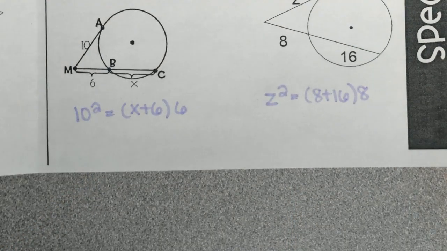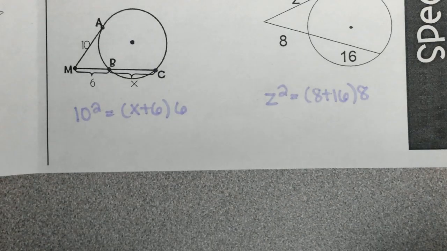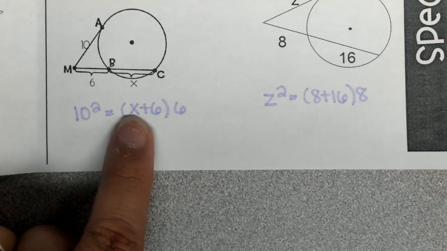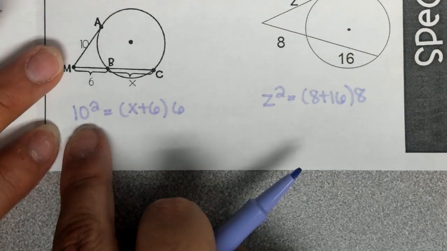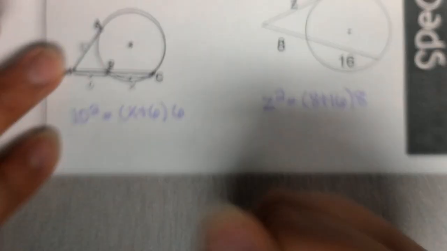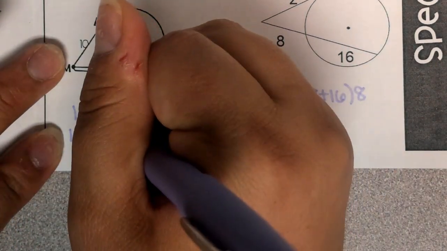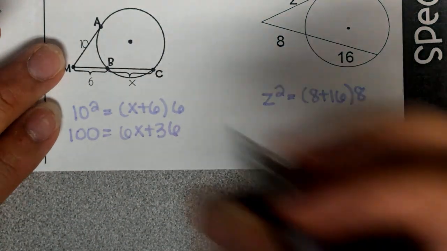Can you please look up? Did you get these for your setting up the equations? Yes. Did everybody get that? And by the way, if you put 6 plus x, that's fine. Same thing. All right, I'm going to simplify now. What's 10 squared? I gave you all the answer. And did you all get 6x plus 36? Yep. And solve.